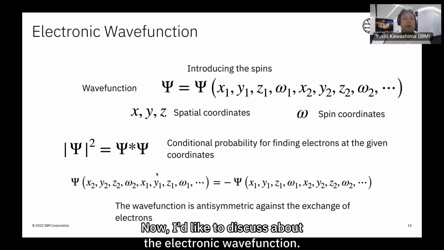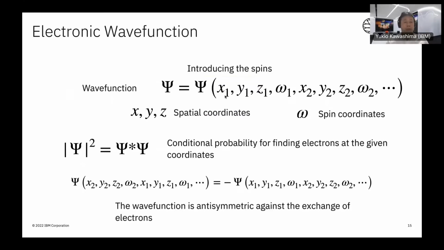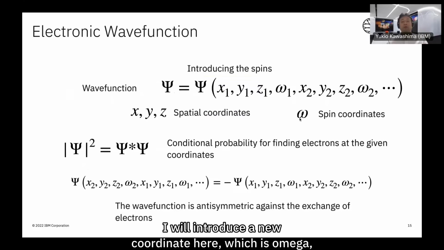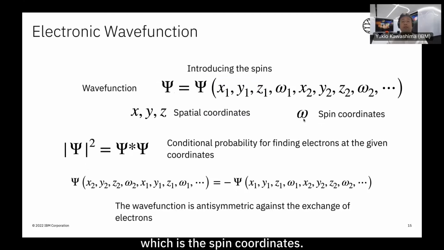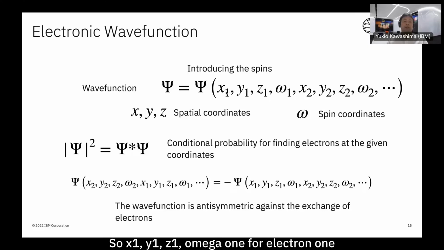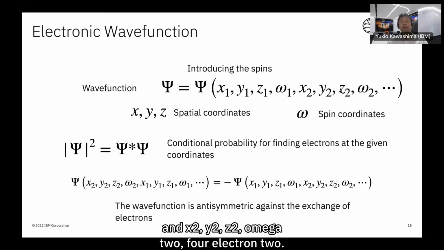Now I'd like to discuss the electronic wave function. The wave function psi is like this. I mentioned that I was not considering the spins previously, but now I'm going to introduce the spins. In addition to the spatial coordinates x, y, z, I will introduce a new coordinate, omega, which is the spin coordinate. So for each electron, I have 4 coordinates: x1, y1, z1, omega 1 for electron 1, and x2, y2, z2, omega 2 for electron 2.